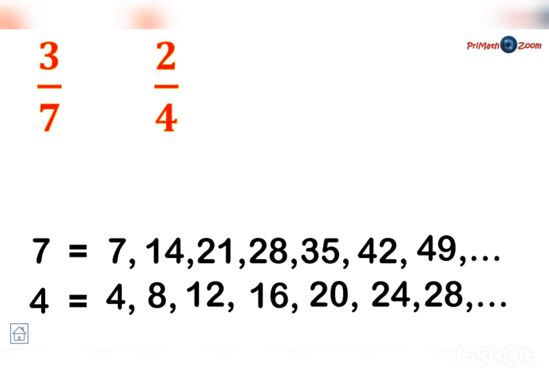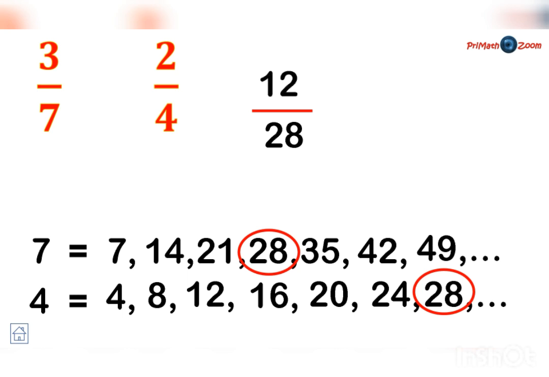Now that we have listed the multiples of 7 and the multiples of 4, we will need to look in the lists to see which multiple is common to both 7 and 4. And when we look, we realize 28 is a multiple of 7 and it is also a multiple of 4. So now we need to make 3/7 into a fraction that has a denominator of 28. In order to do this, we need to see what number when multiplied by 7 gives us 28. And that number is 4. When we multiply that 4 by the numerator, it will give us 12. And that is how we create an equivalent fraction for 3/7.